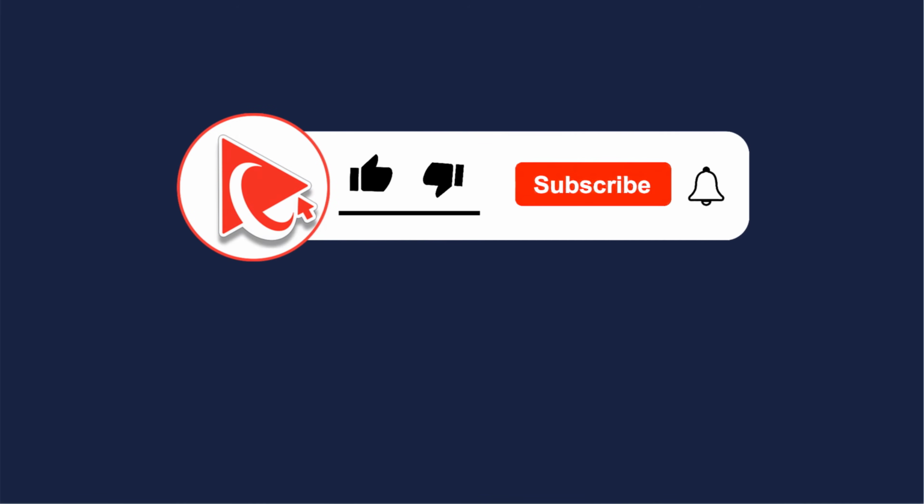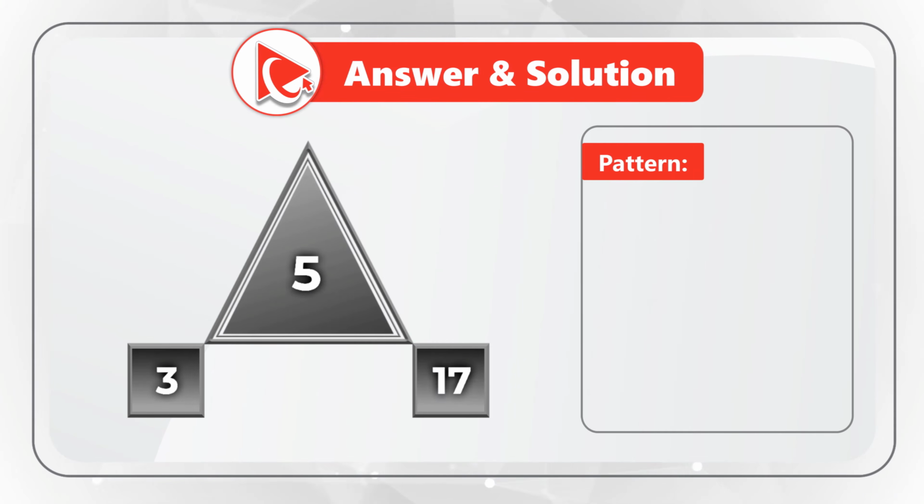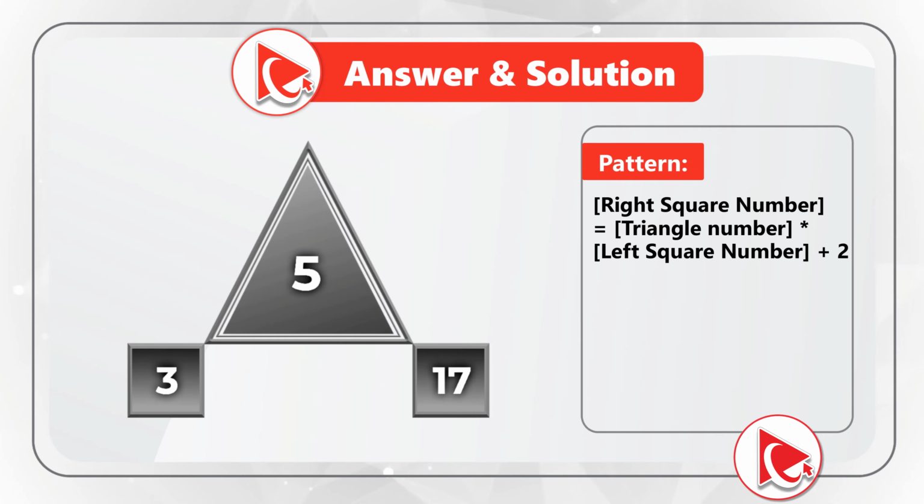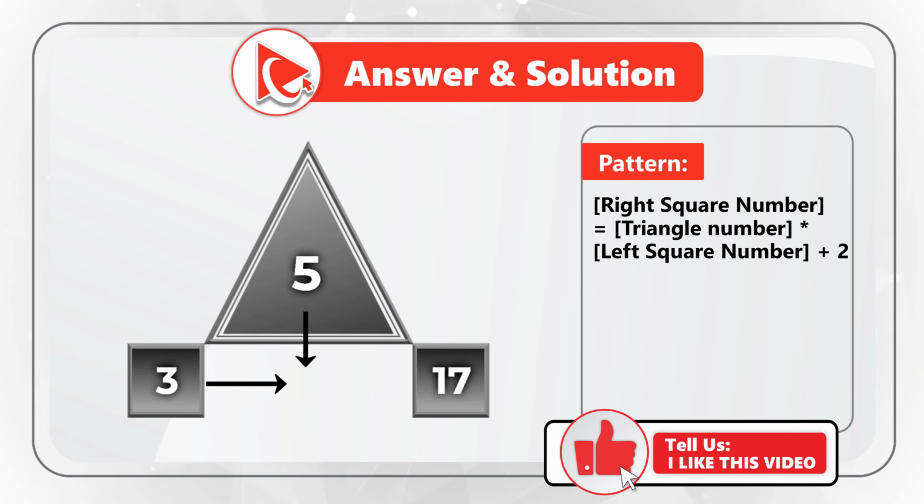If you're a frequent visitor to this channel, or even better if you're a subscriber, you probably know that the key to solving these types of challenges is to understand the pattern. And the pattern here is that the number in the right square is calculated by multiplying the number inside of the triangle onto the left square number.